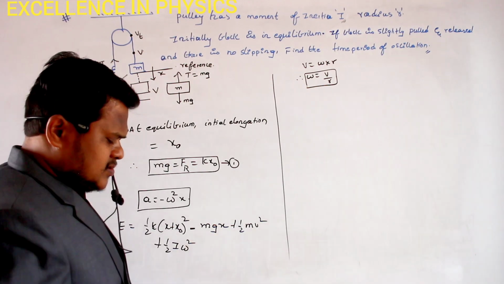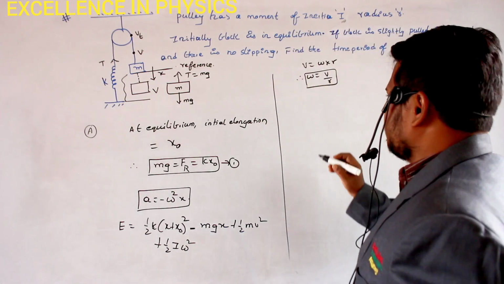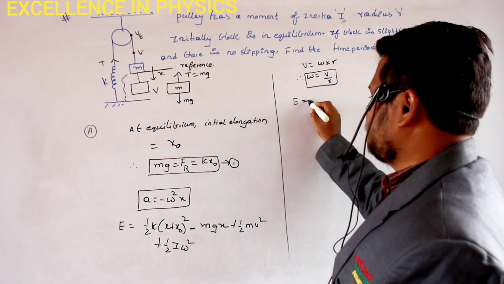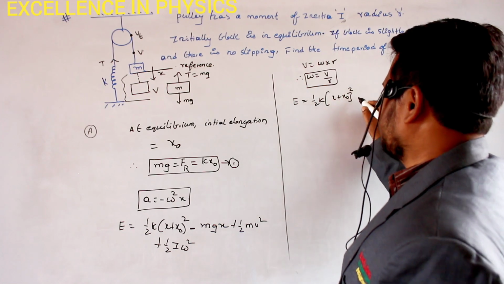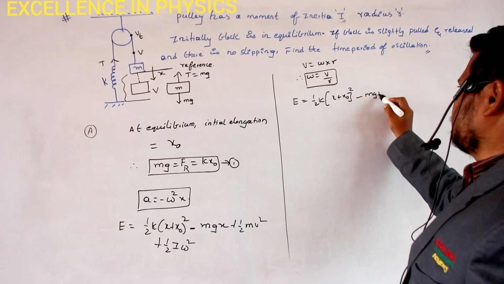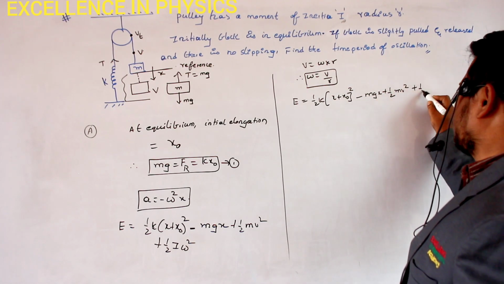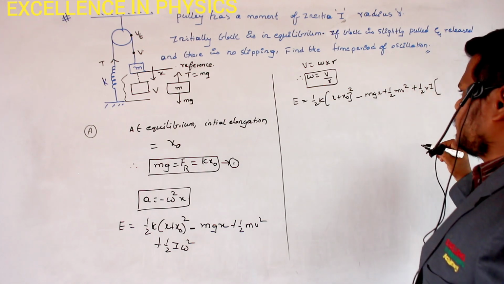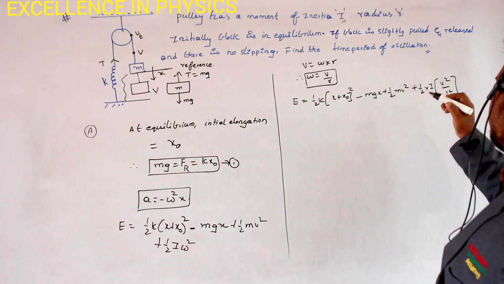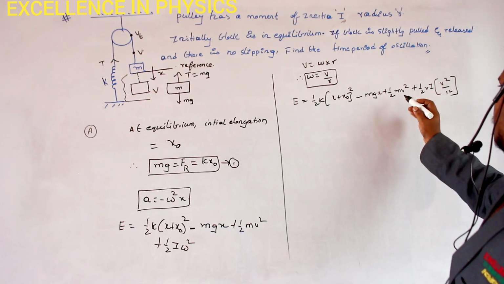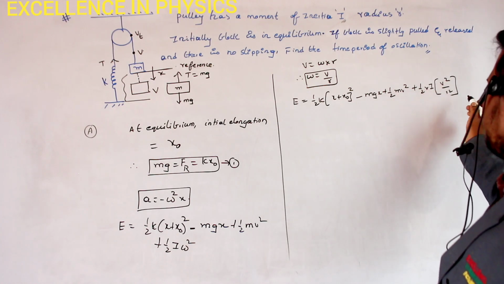So if I substitute in this relation, the energy equation which I will get is: half k into (x plus x naught) whole square, minus mgx, plus half mv square, plus half into I into, instead of omega square, I can write v square divided by r square. This is the relation which I will write. And here I have half mv square, and this is half I v square divided by r square.